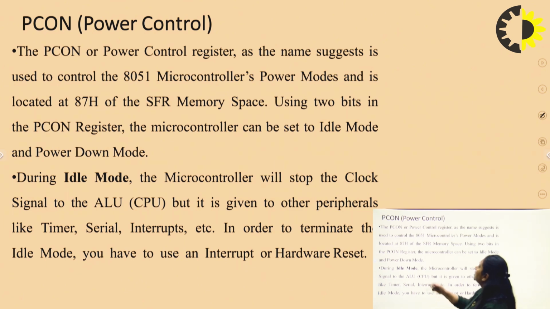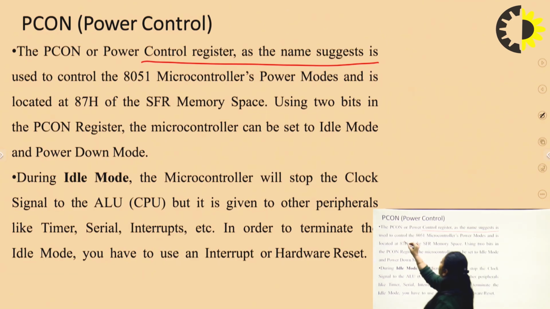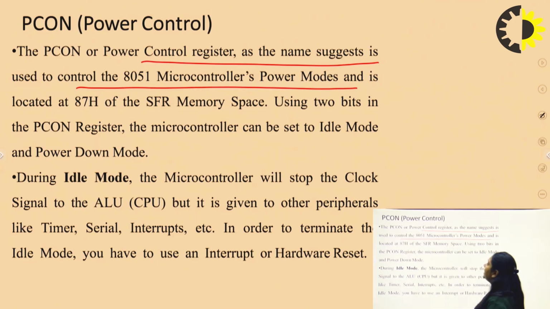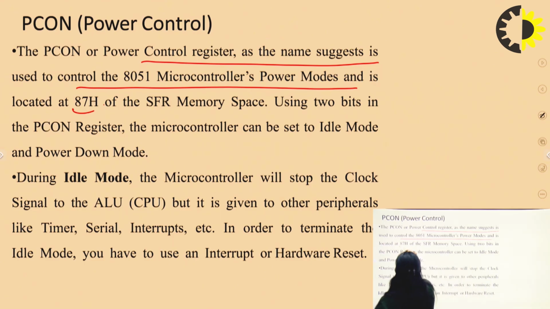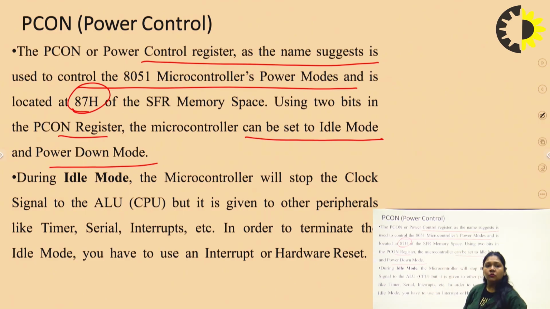The PCON or the power control register, as the name suggests, we use to control the power modes of the 8051 microcontroller. We know PCON is located at 87H, and 2 bits are used here to set it as idle mode or power down mode. So there are 2 modes for controlling the power. One is idle mode and the next is power down mode.